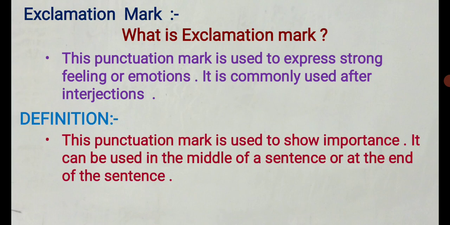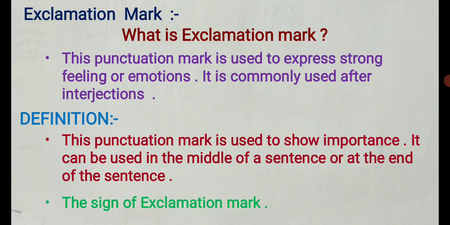Let's see the definition of the exclamation mark. This punctuation mark is used to show the importance of the feeling of the sentence. It can be used in the middle of the sentence or at the end of the sentence. It will never be used at the beginning of the sentence. And this is the sign of the exclamation mark.